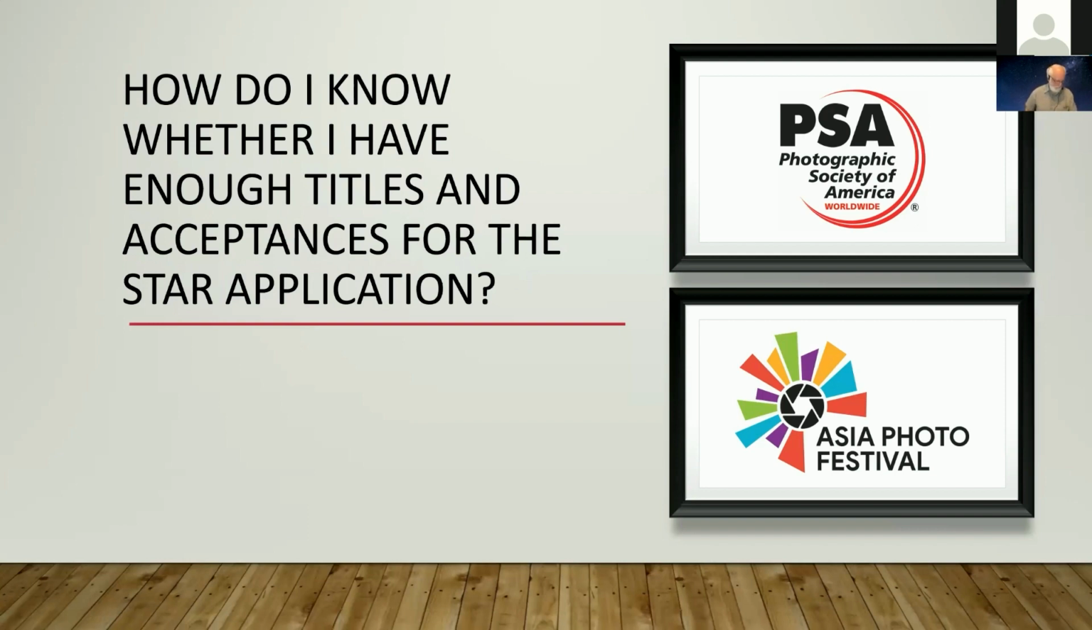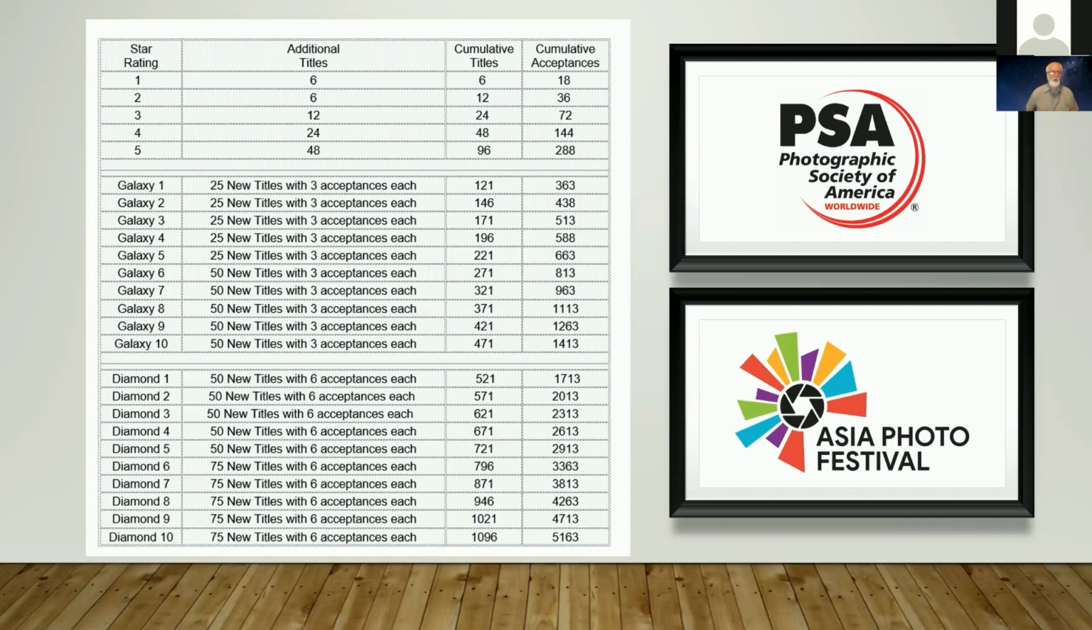This information is on the PSA website. Each different star rating requires a different number of acceptances. And you'll find on the website a table that looks like this. If you just look at the top part of it to start with, to get yourself started in a division, say nature division, you would apply for star rating number 1. And all that requires is 6 titles, in other words, 6 different images, and a total of 18 acceptances. So you could have, for example, 6 different images, each one with 3 acceptances.